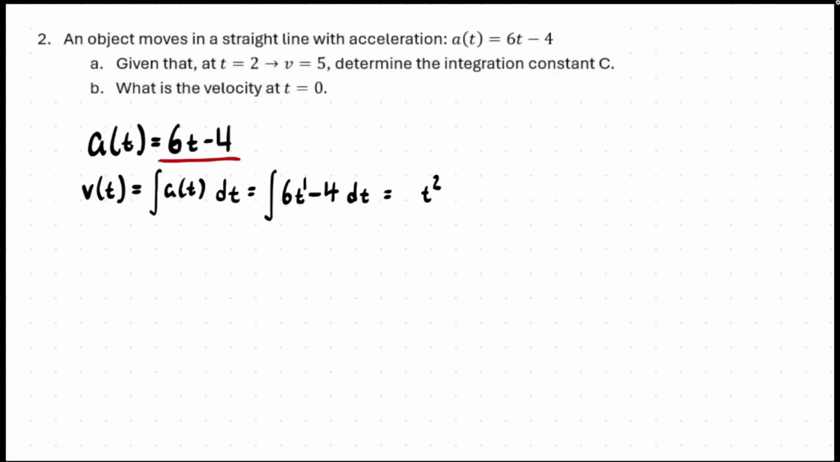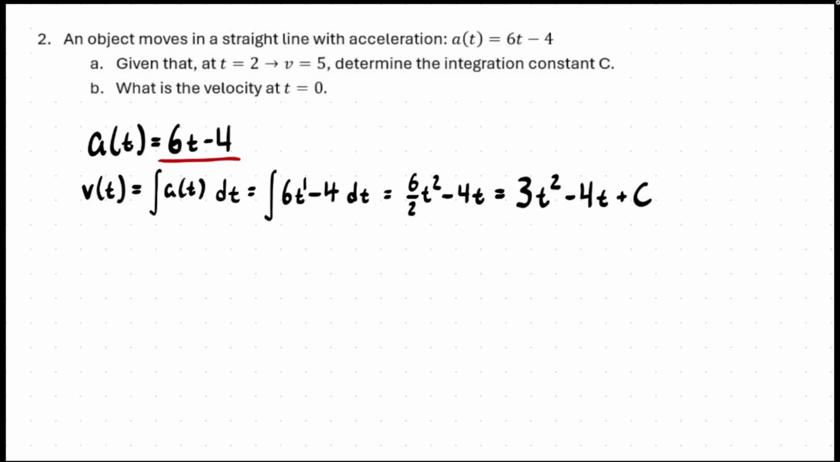And then we're going to be getting our coefficient and dividing it by our new exponent. So 6 over 2. And then that 4 just becomes a 4t. We're going to simplify this a little bit. So 6 over 2 is just 3. T squared minus 4t. And then since this is an indefinite integral, we have to also add our integration constant, so plus c. So we want to figure out what c is in this case, and how can we do that?